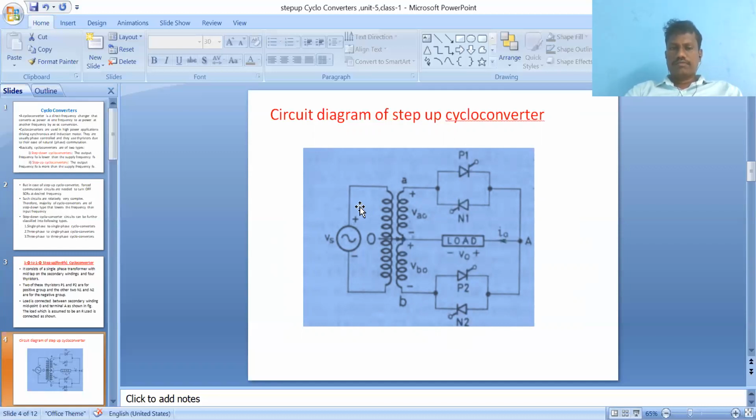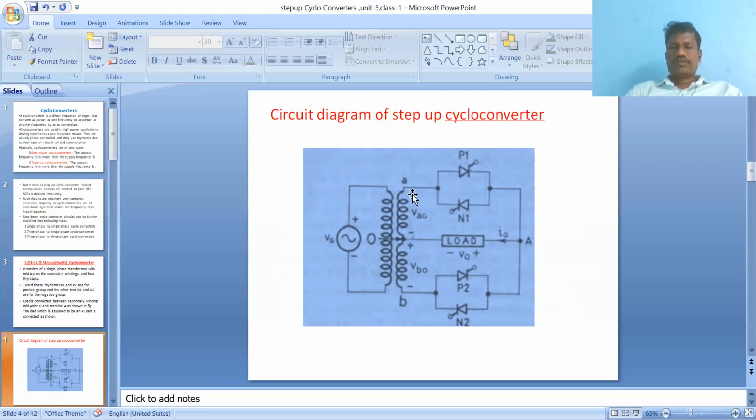In this diagram, input AC supply at one frequency is given. We are getting output voltage at different frequencies, either step up or step down. That means the output frequency is more than the input, or the output frequency is less than the input. So it is a center tap or midpoint configuration of a step up or step down cycloconverter, whichever it is. Here I have taken step up cycloconverters.